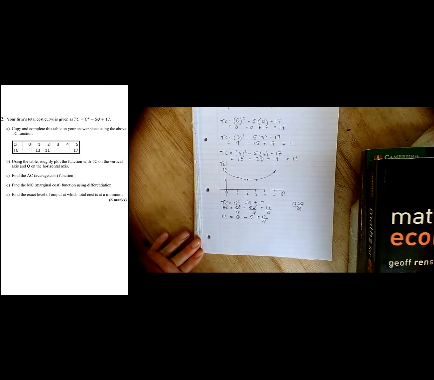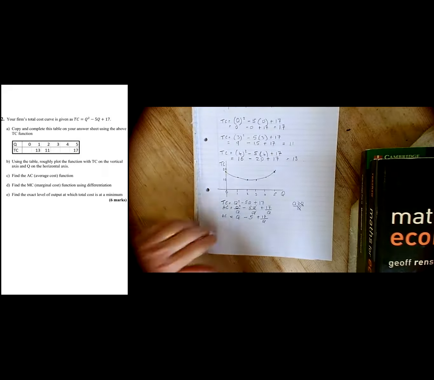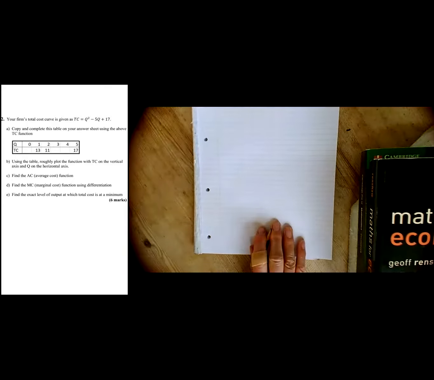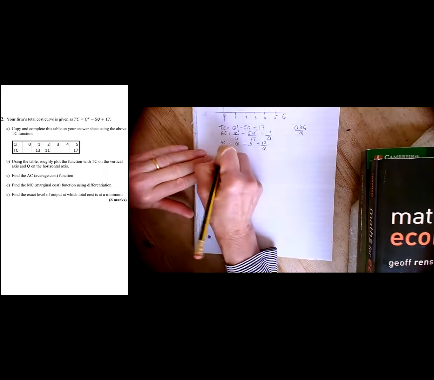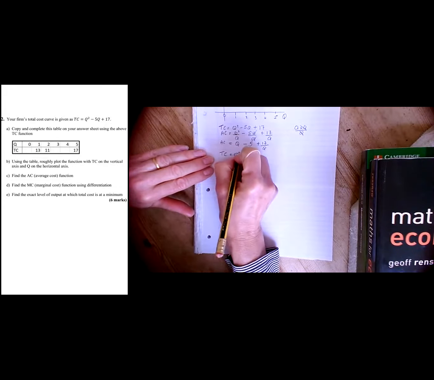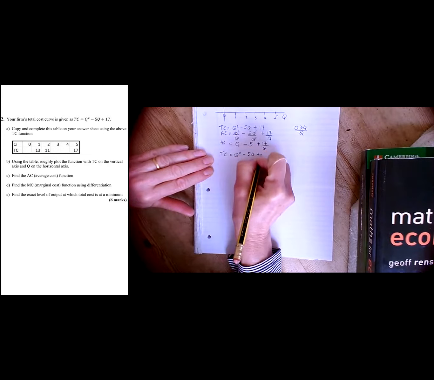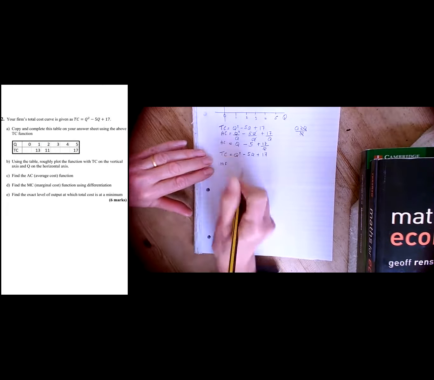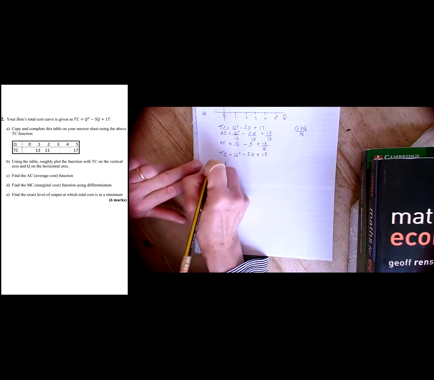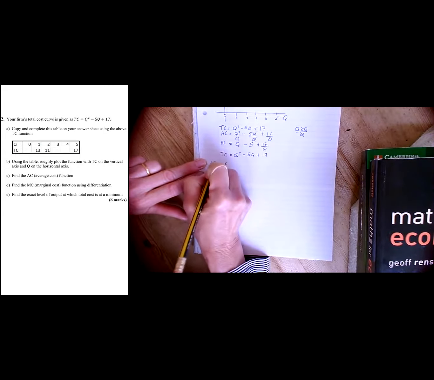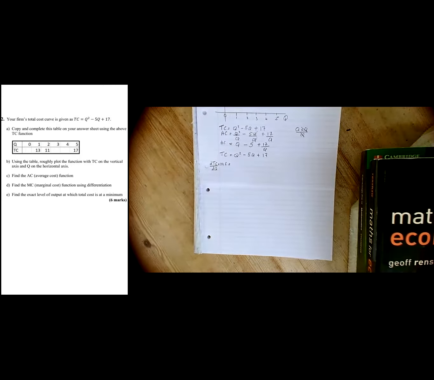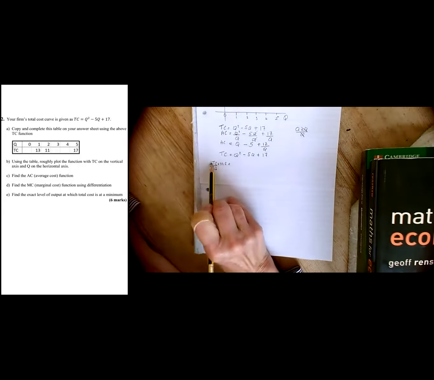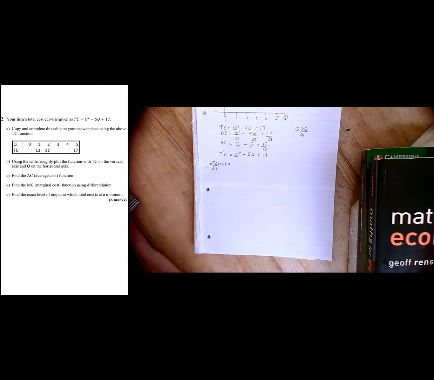Part D, find the marginal cost. So now we're talking differentiation. That's how we find the marginal cost? We differentiate. Let's start from this again. So marginal cost is going to be equal to dC by dQ. We can write it any way we want. Lots of ways we can write this, but we're going to differentiate total cost to get marginal cost.